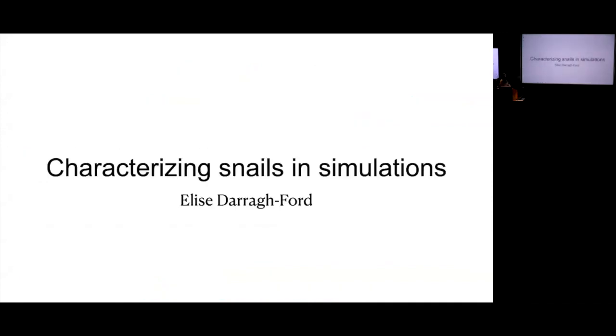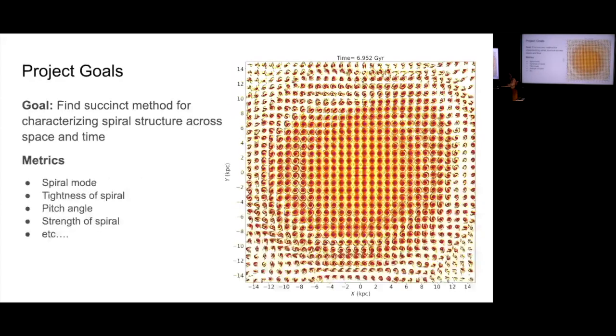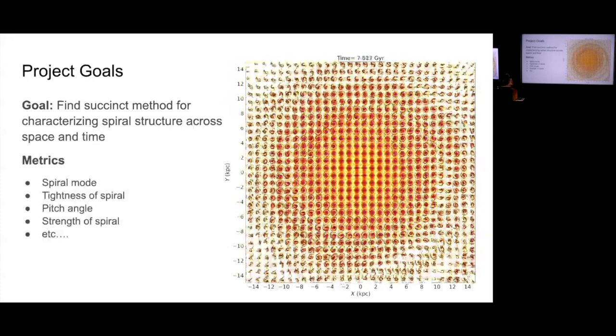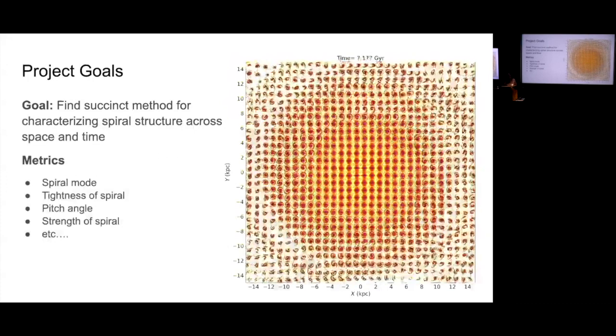Cool. Yeah. So as you heard from Uddipan, he was more focused on making predictions about what we would expect these spirals to look like based on a simple model, both throughout time and throughout the disk. My project was focused on actually characterizing the spirals we do see in the simulations that Jason ran.